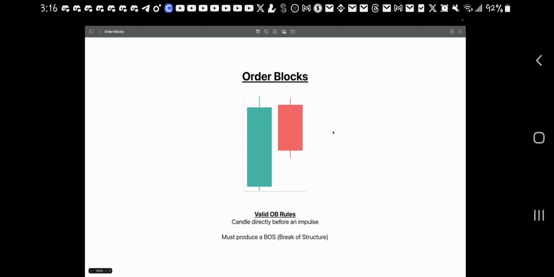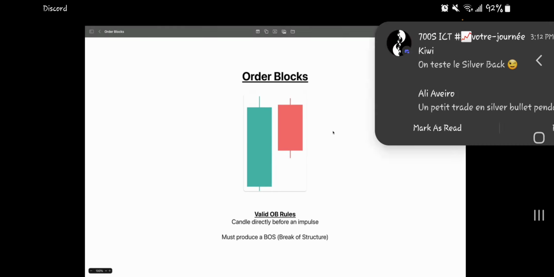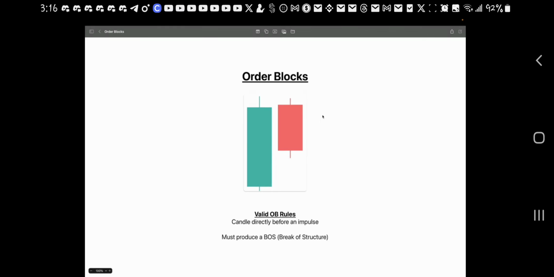What is an order block? An order block is simply a candlestick, a single candlestick, depending on what time frame you're trading. And it's a candlestick, as you see on the screen here, that represents the total range of buying and selling for a specific time period. So inside a candle, you'll have buyers and sellers expressing their opinions at different prices.